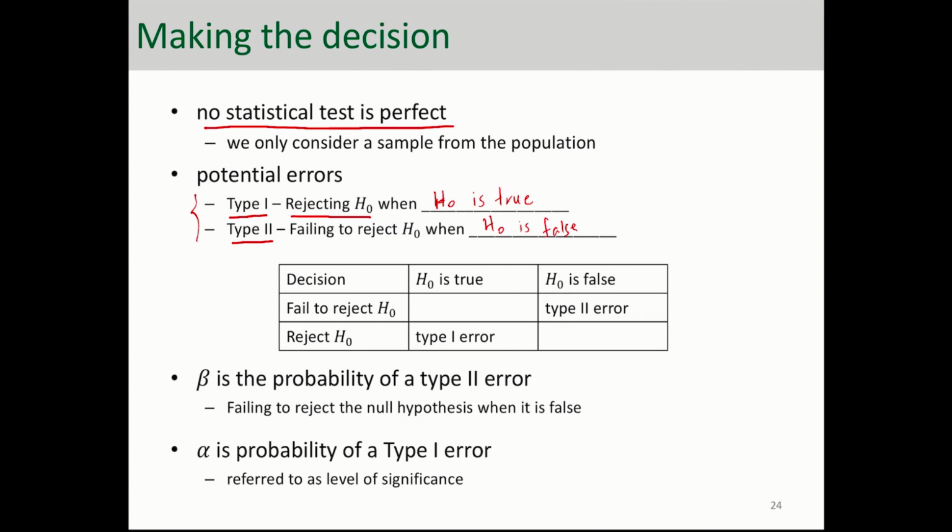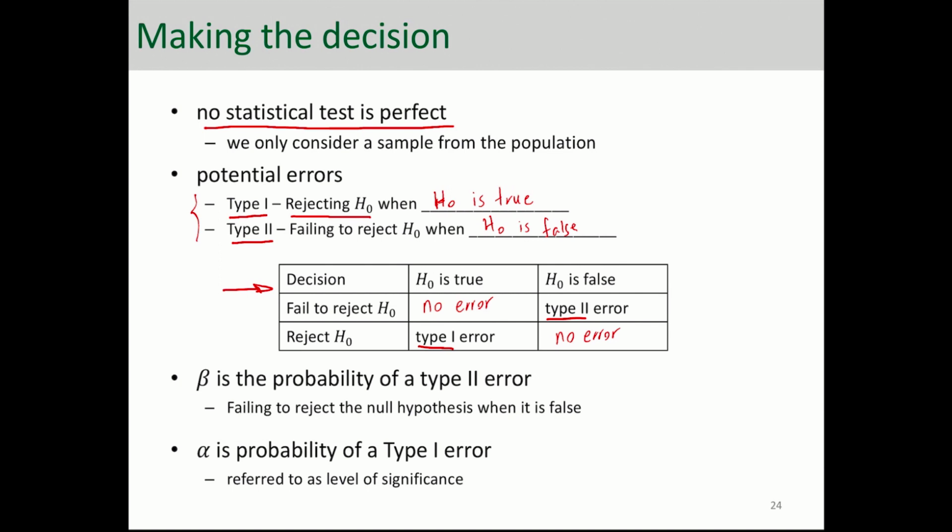So in this matrix, when your decision is fail to reject the null hypothesis and H0 is true, you didn't make any mistake, right? That's a good outcome. But when H0 is false, that's a type 2 error. And here is also no error. So now we know what is type 1 error and what is type 2 error.